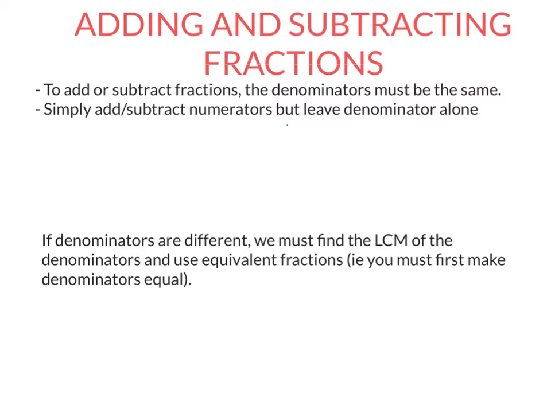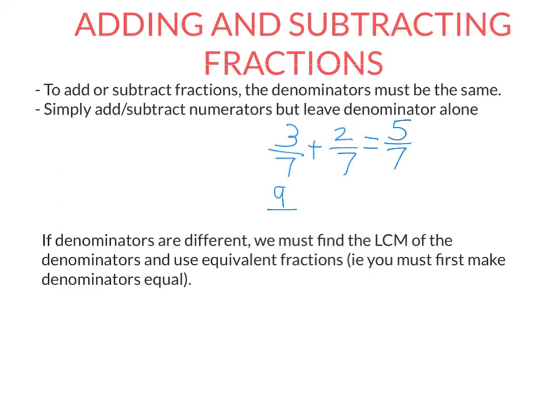So what do I mean by that? Well, if you have something like 3/7 plus 2/7, here the denominator, which means number on the bottom, is equal. So I only add the numerators. So I go 3 plus 2 is 5. I keep the same denominator. It's a very similar idea when subtracting, except you subtract the numerators.